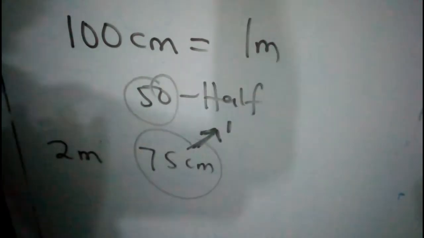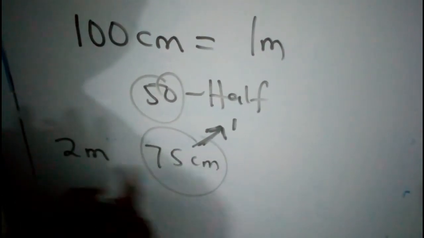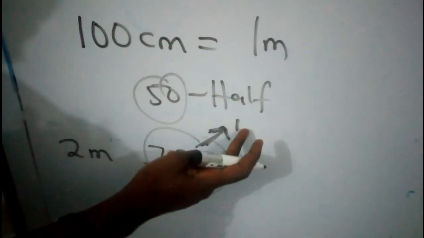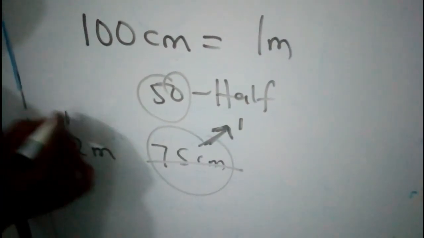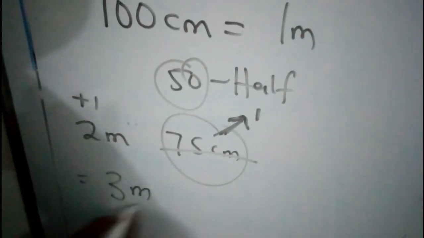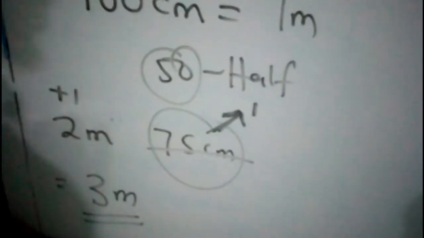Don't forget we round up to 1, isn't it? So what happens? The one you have circled here is gone. We don't need it again. Then the one you have rounded up to, what happens to the one? You add the 1 to your meters here. So 2 plus 1 gives you what? 3 meters. So that's your answer. You have approximated 2 meters, 75 centimeters to the nearest meter. And the answer is what? 3 meters.